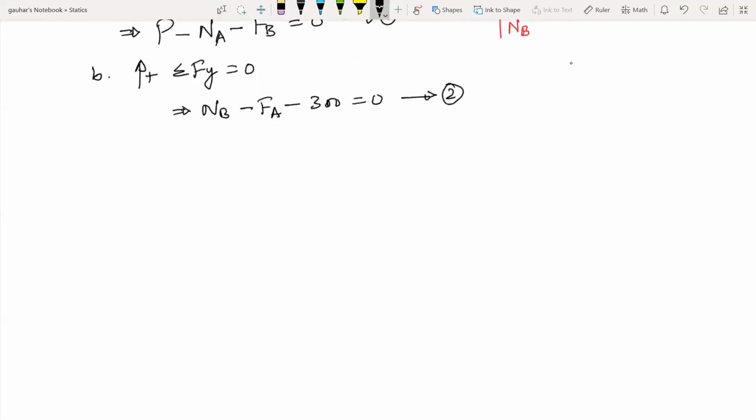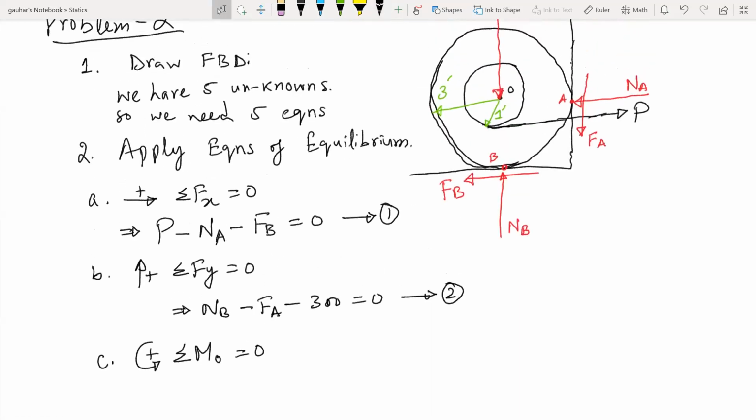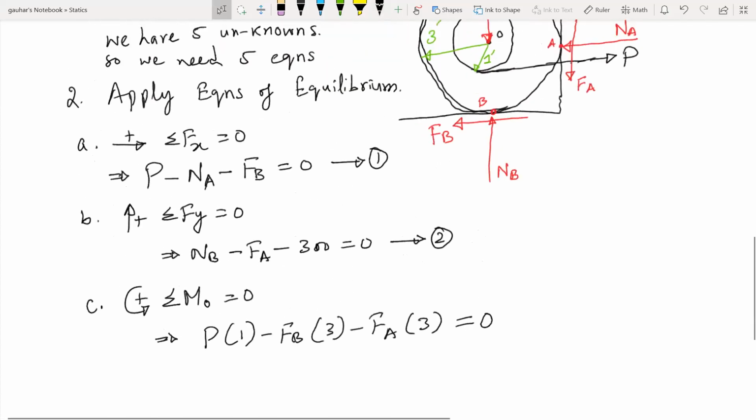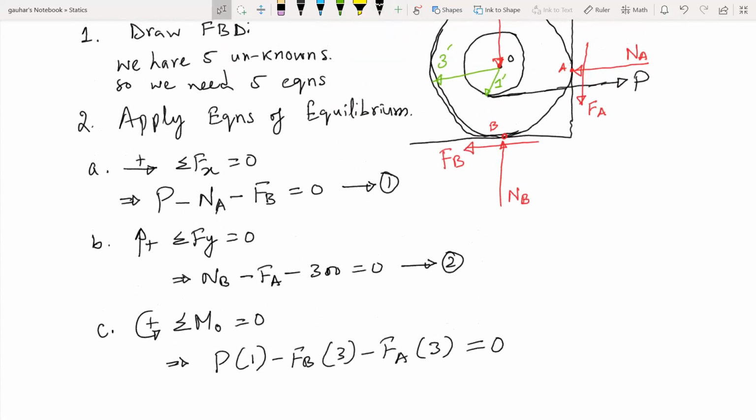Okay. Third equation of equilibrium, let's take summation of moments at point O equals to 0. Point O is the center point of the spool. Okay. So if you do that, what we get is P times 1. 1 is the moment arm. Negative FB times 3 is the moment. Negative FA times 3, which is the moment, equals to 0. So 3 moments are acting at point O, right?